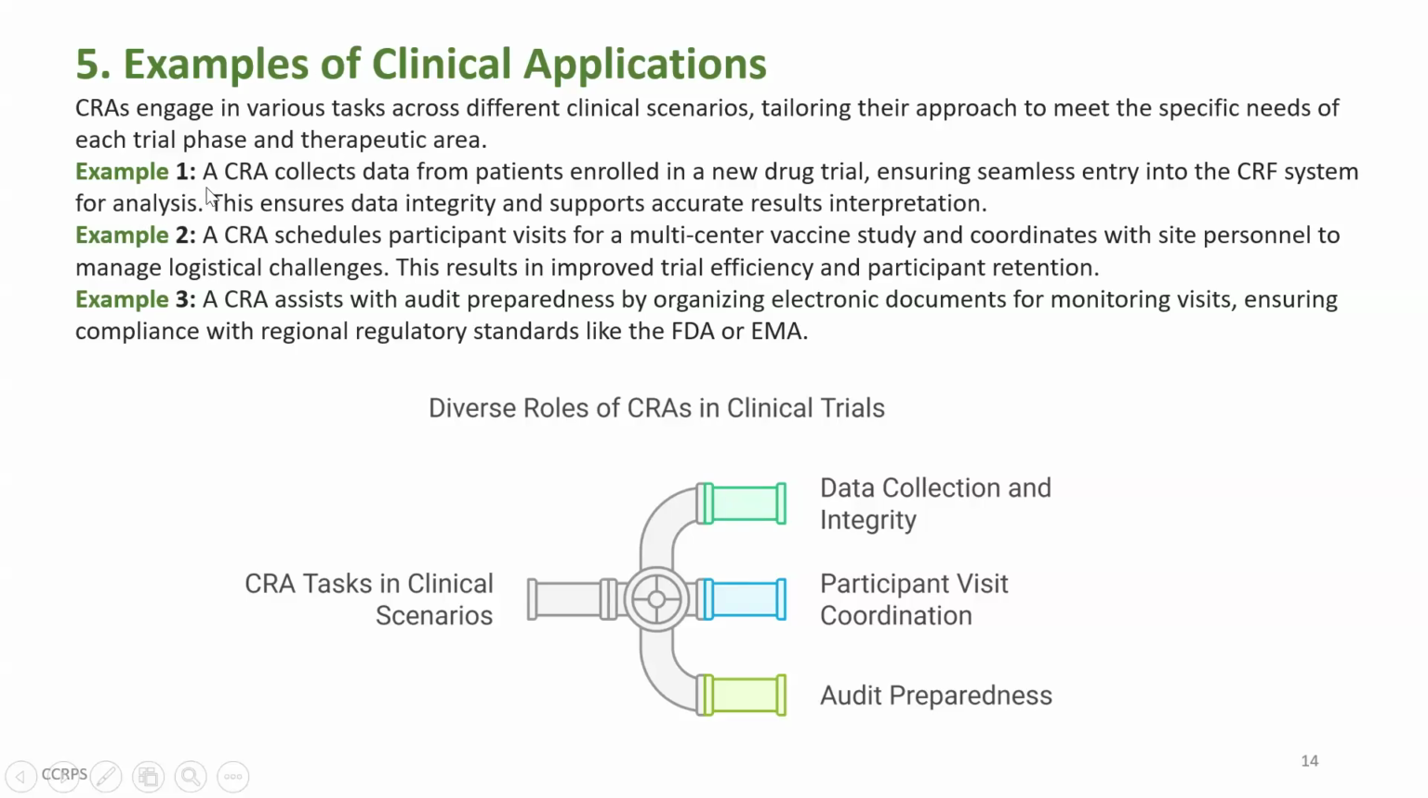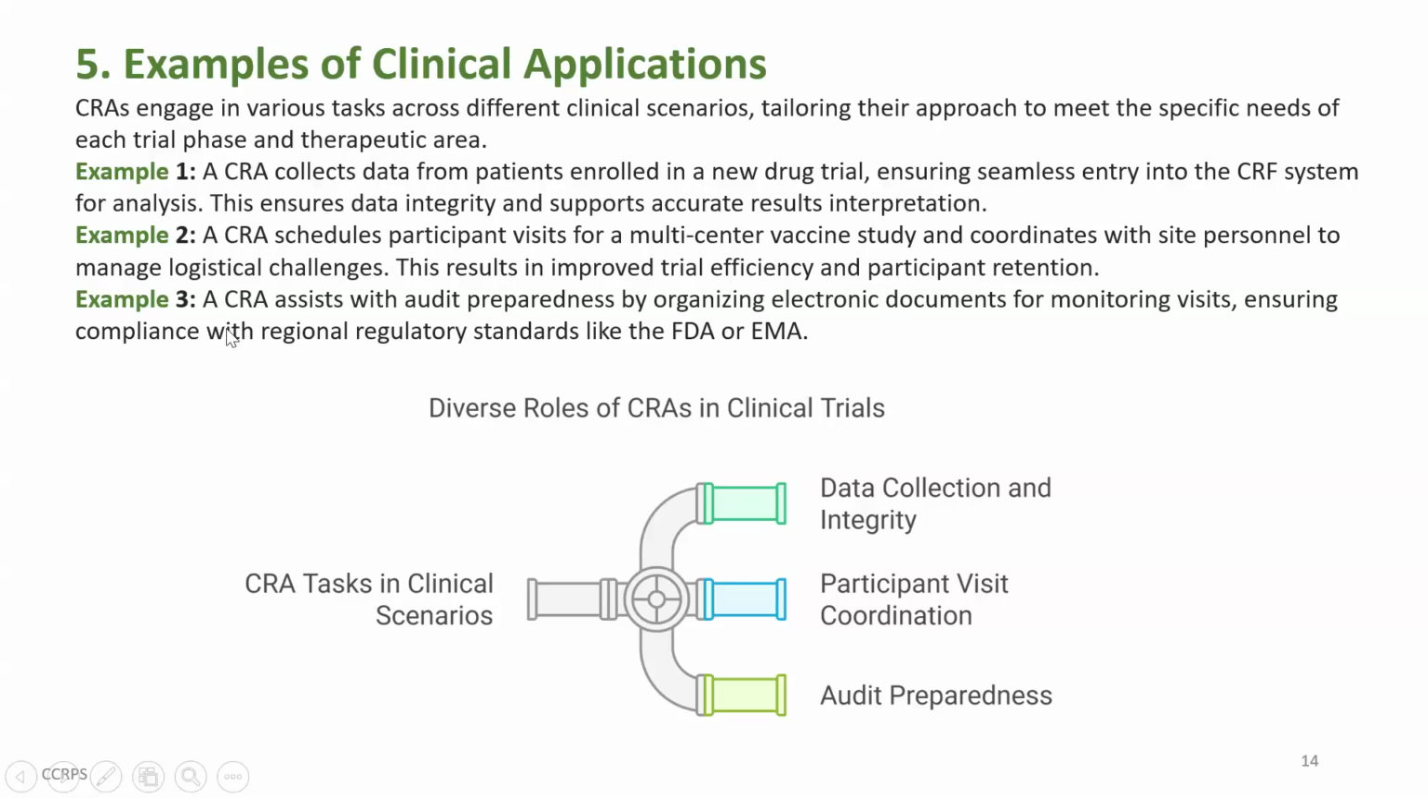Example 1, a CRA, a clinical research assistant, collects data from patients enrolled in a new drug trial, ensuring seamless entry into the CRF system for analysis. This ensures data integrity and supports accurate results and interpretation. Example 2, a CRA schedules participant visits for a multi-center vaccine study and coordinates with site personnel to manage logistical challenges. This results in improved trial efficiency and participant retention.